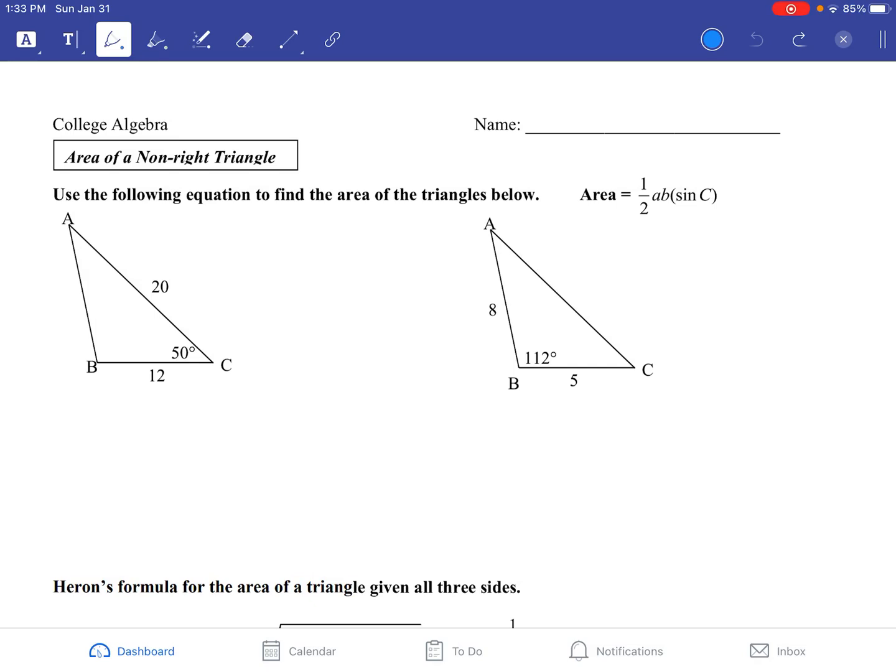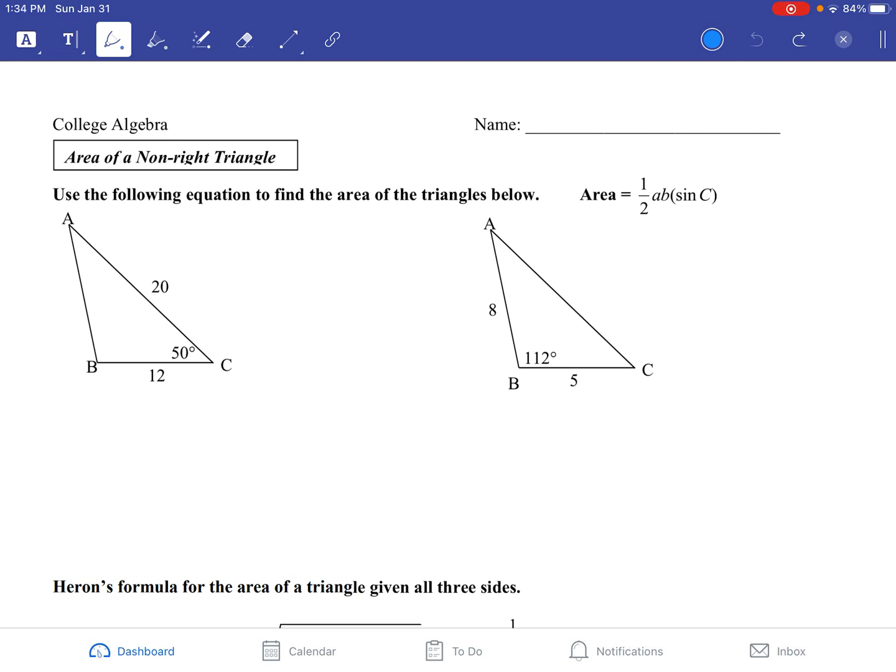Today in College Algebra, we're going to look at the last topic of Unit 1. It's the area of non-right triangles. Now there are two different methods we're going to use to solve for the areas. And each method is, just like all the other things we've done so far in this unit, dependent on what you're given in the problem.